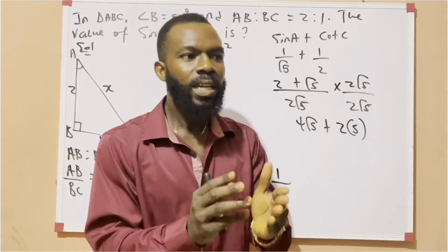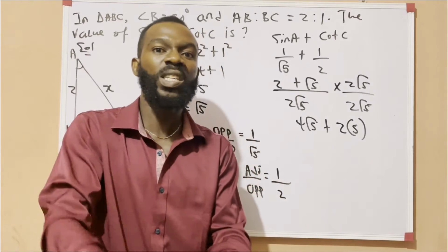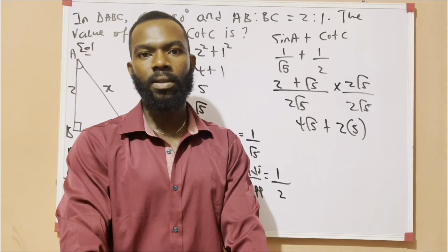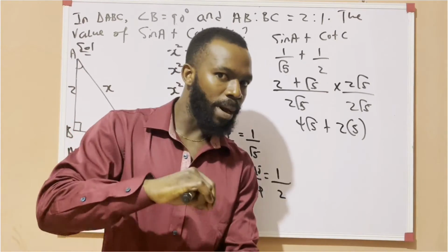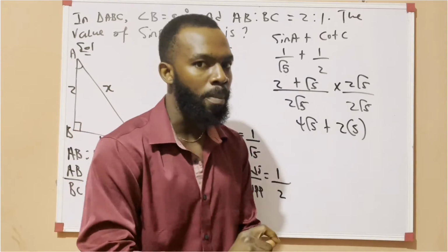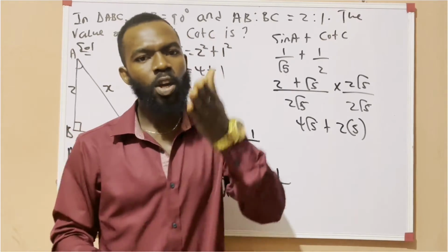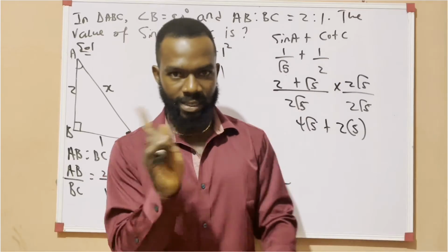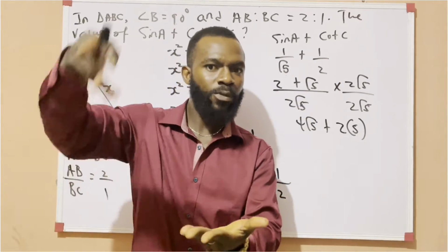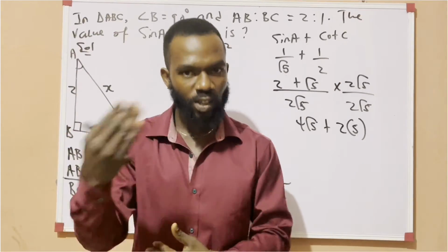So it is like this. The root of a number times the root of the same number is the number. So it means root 10 times root 10 is 10. Root 7 times root 7 is 7. So on and so forth.